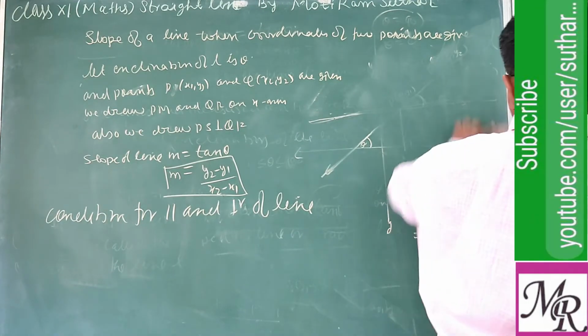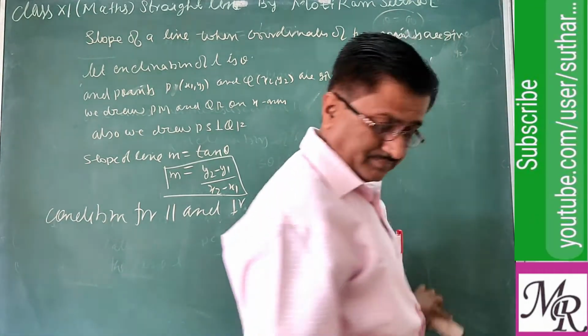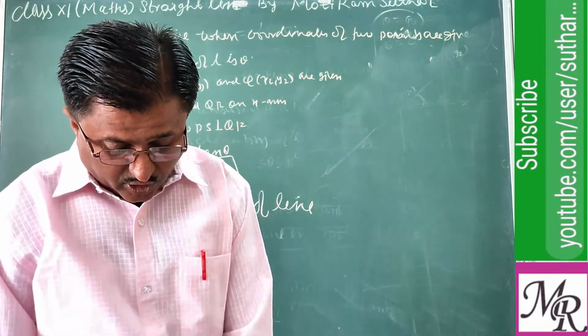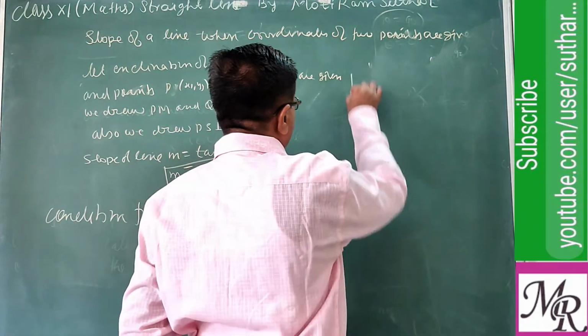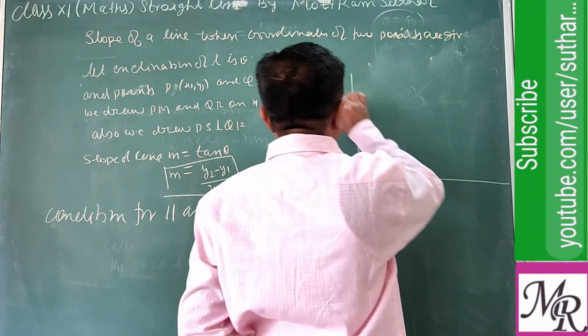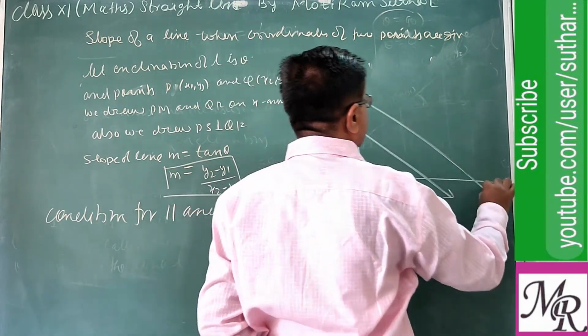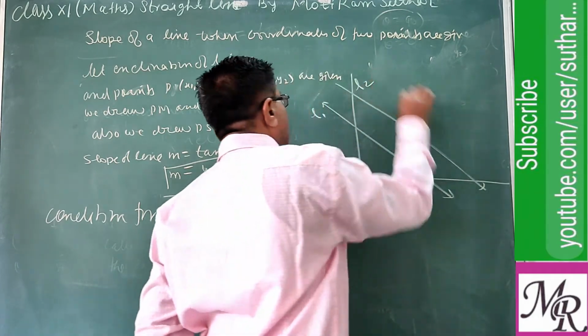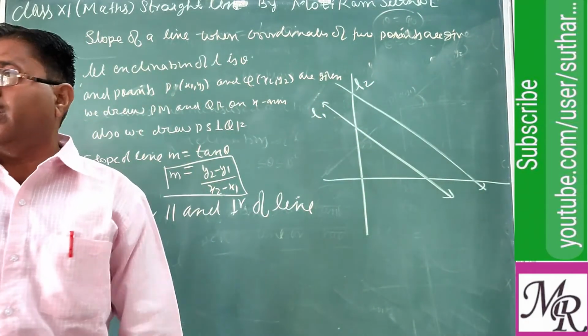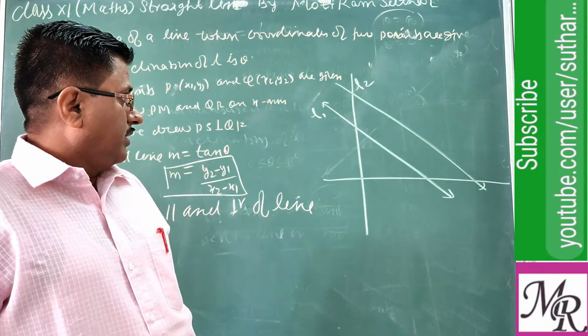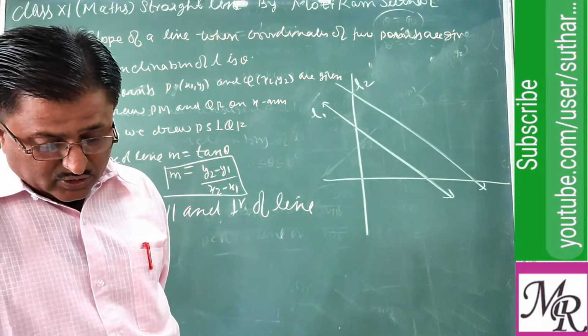So suppose we are considering lines in a coordinate plane. Suppose we are taking two non-vertical lines. This is L1 and this is L2. Both lines are parallel. Then what will be the condition in terms of their slope?